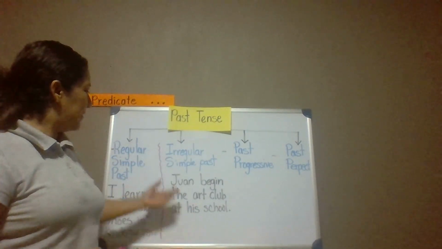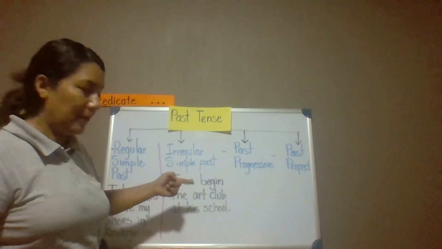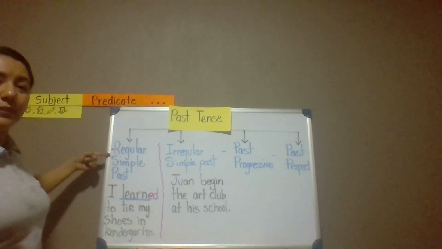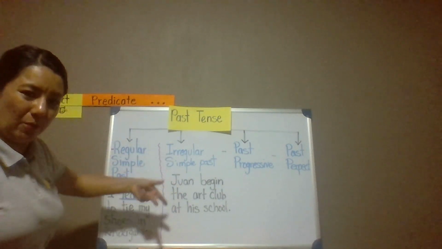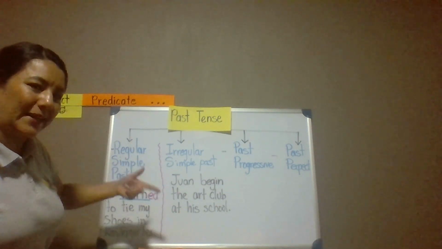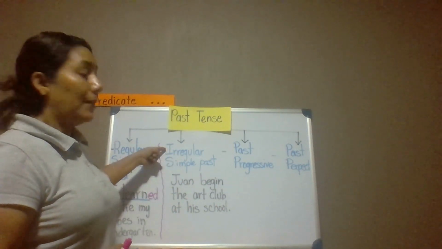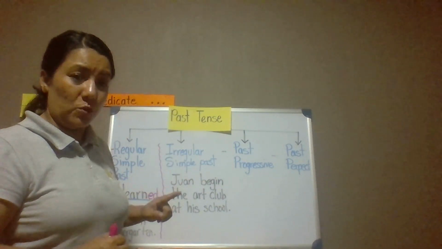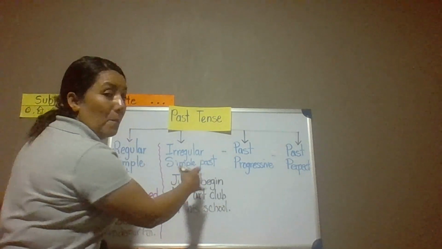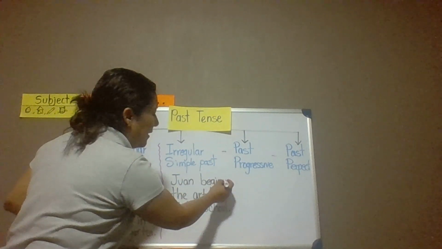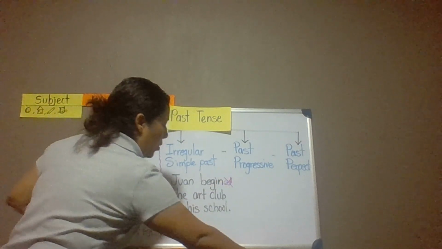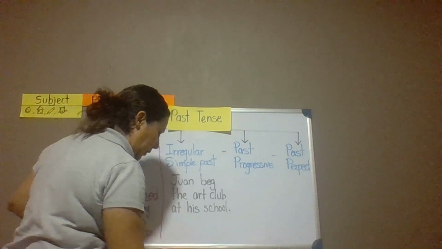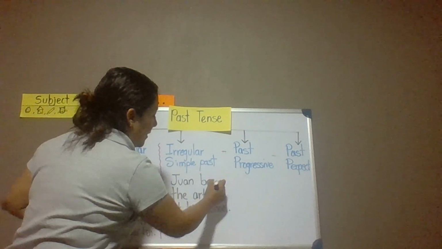Another tense is irregular simple past. Now in this case it says irregular. Remember, regular verbs are the ones that when you change them to past you add ed at the end. Irregulars are verbs that when you change them to past, more letters change. You cannot add ed. No, don't. Irregulars change a little bit. Begin, began.